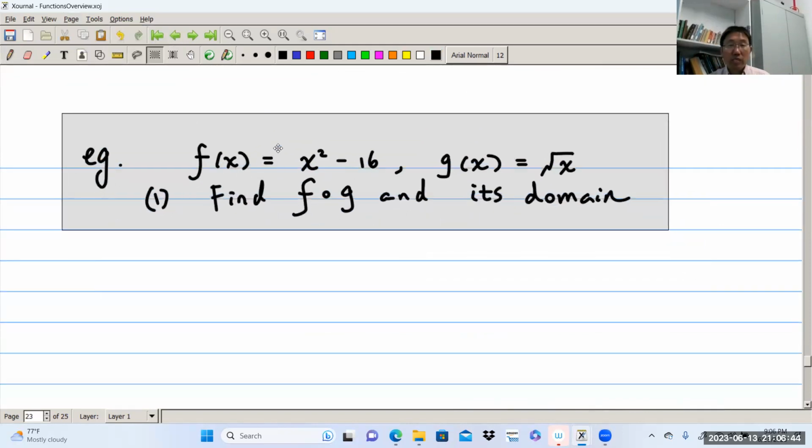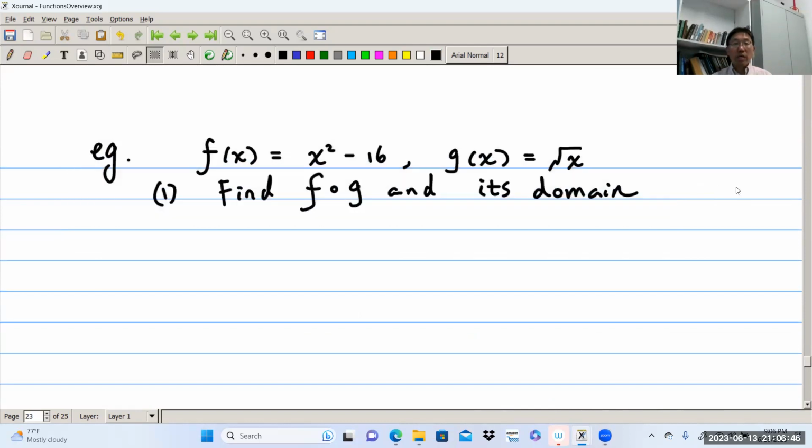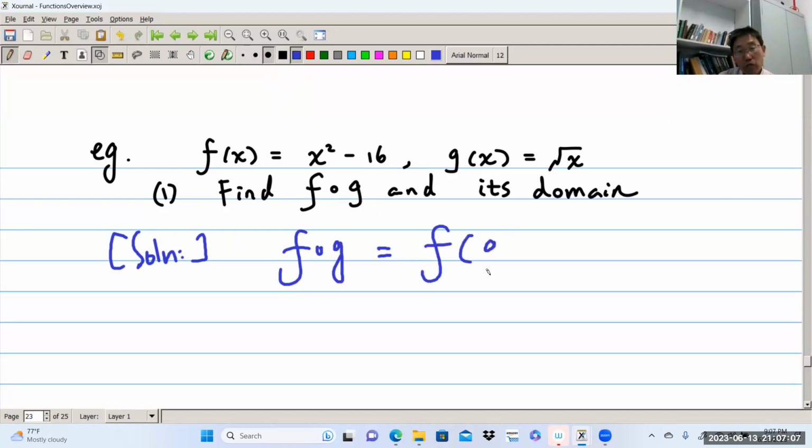So for example, let's consider this problem here. F is x squared minus 16, g is square root of x. What I want you to find is the composition of f and g, and also its domain. So first of all, you tell me, what is the composition of f and g? According to the definition, it is f of g of x, right?